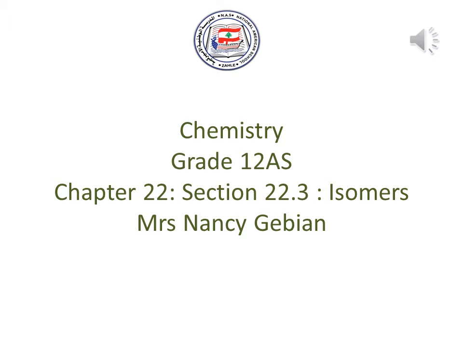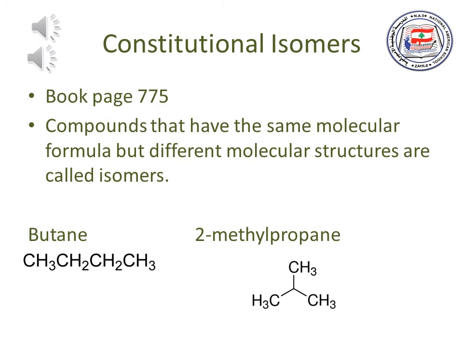Section 22.3, Isomers. The objectives of this section are: explain how the properties of constitutional isomers differ and identify the two types of stereoisomers. So please open your book to page 775.